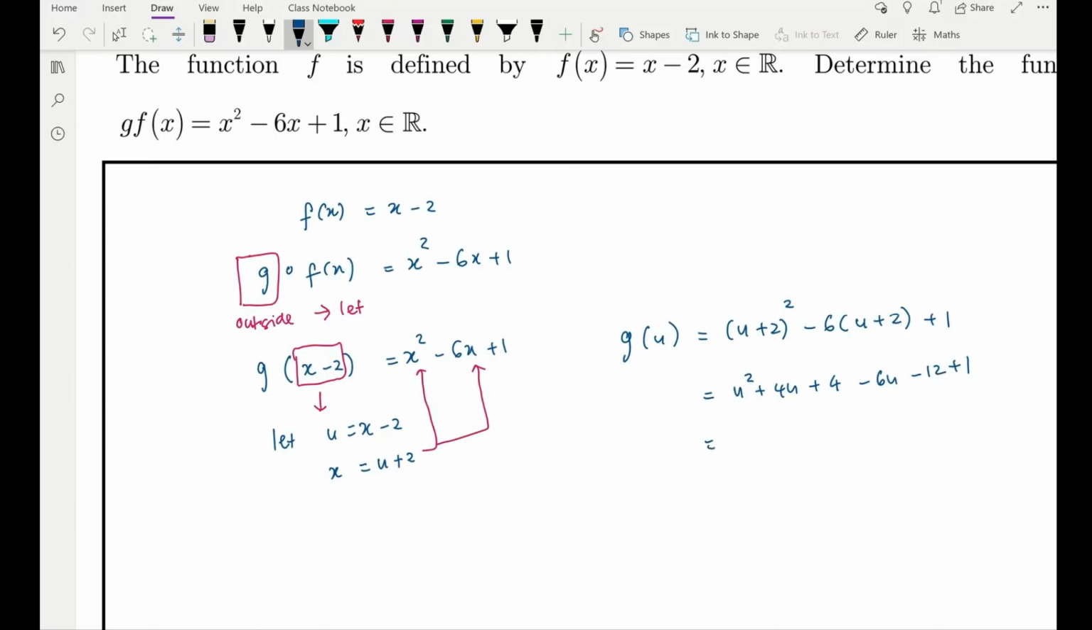So the final answer is u squared minus 2u minus 7. So we substitute u with x again. So we can get x squared minus 2x minus 7.